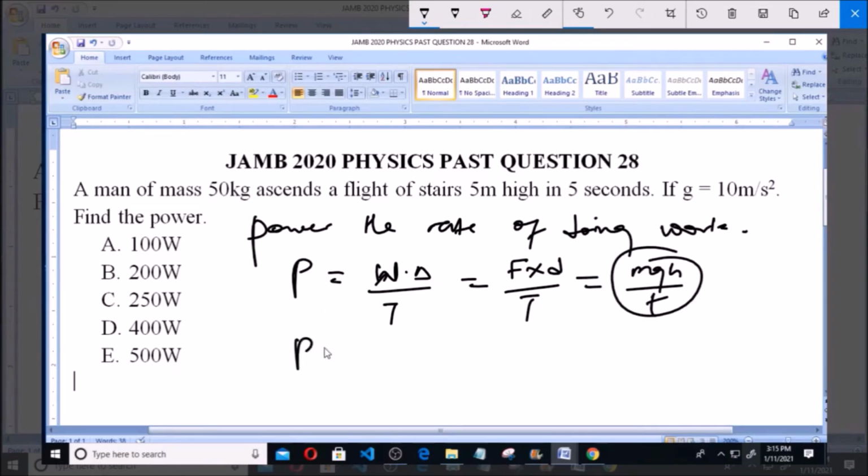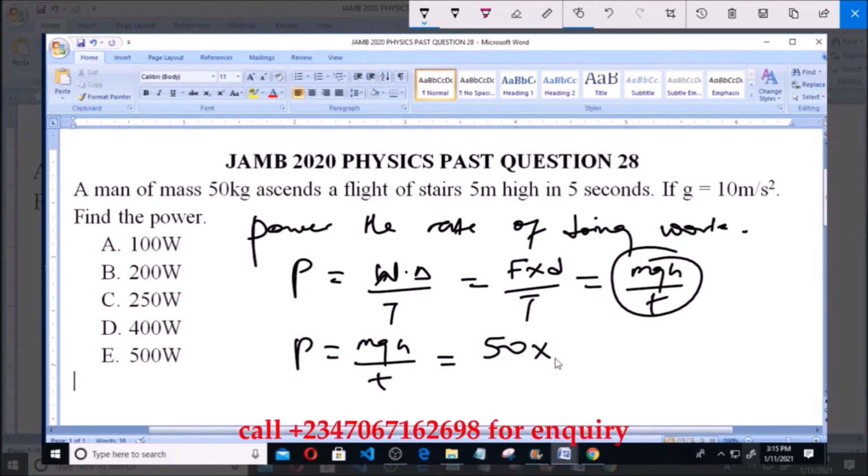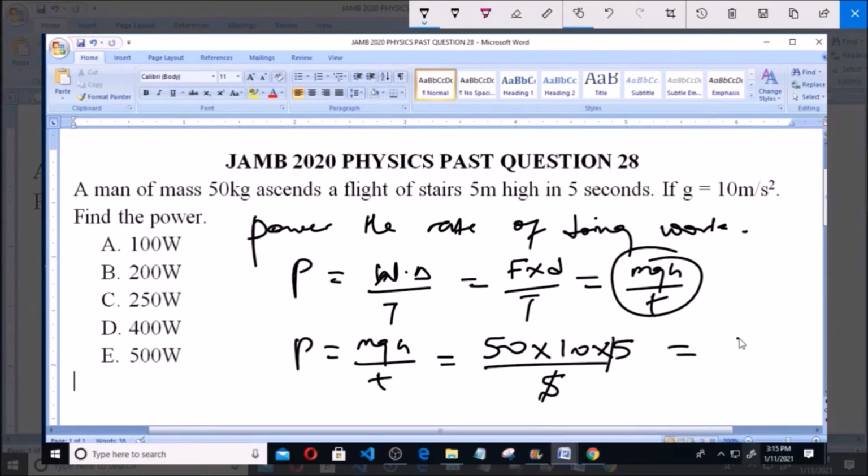So P is equal to mgh all over t, and that is equal to mass, which is 50, times g, which is 10, times the height, which is 5, all over the time, which is 5 seconds. 5 cancels 5, so we have 5 times 10 to give us 500 watts. So the power is 500 watts, and that is option E.